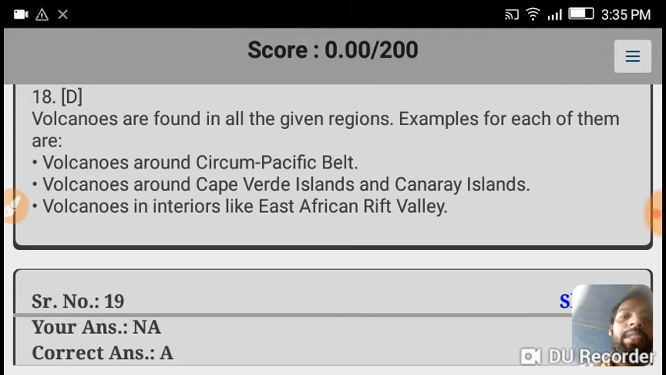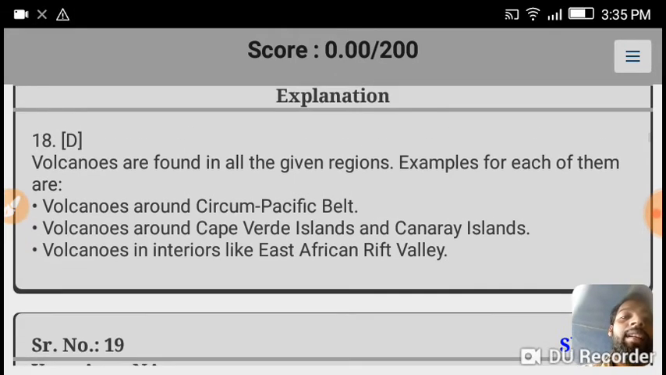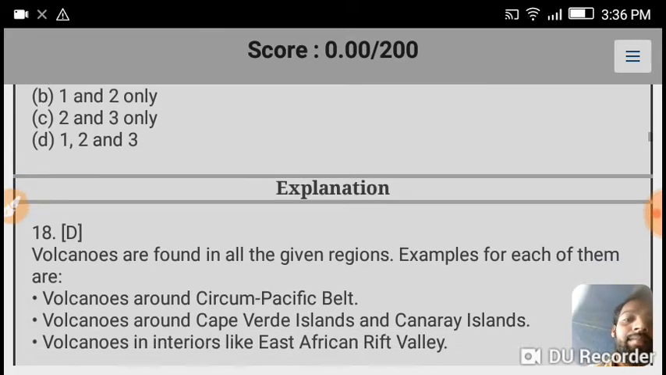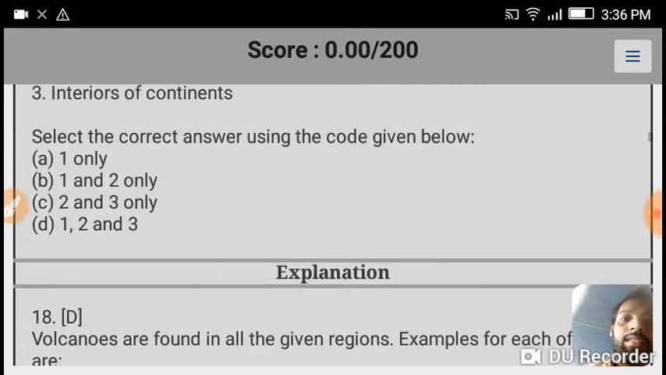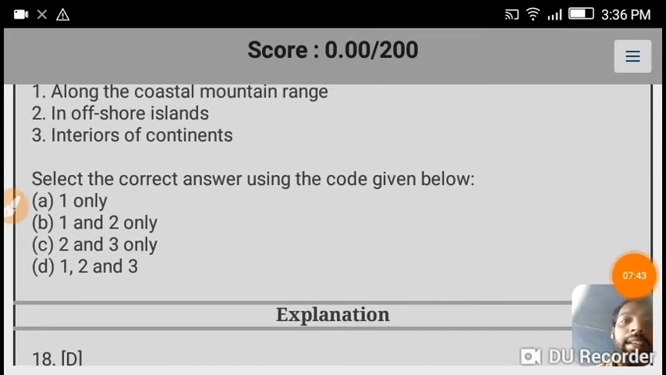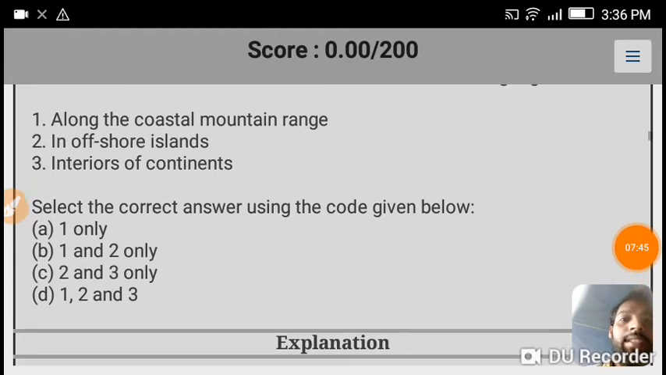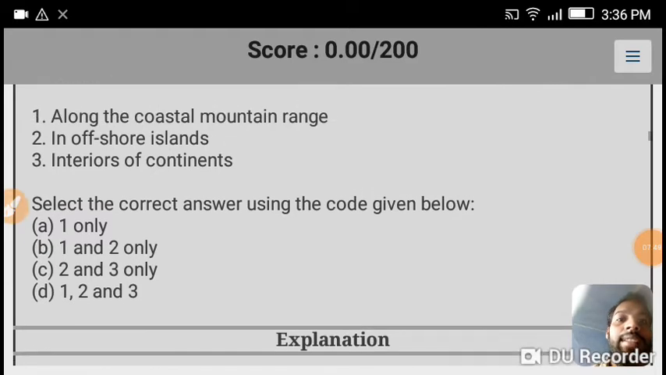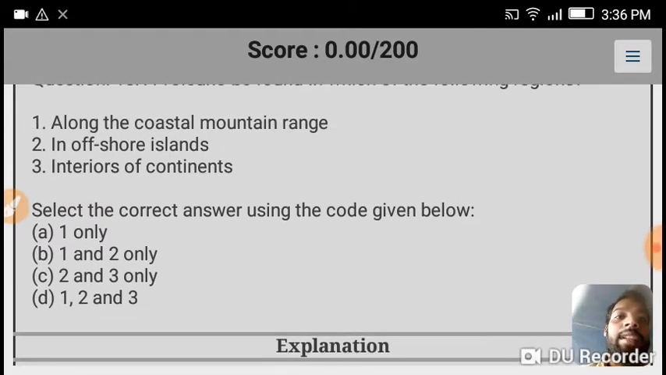Volcanoes are found around the circum-Pacific region, around the Cape Verde Islands and Canary Islands, and volcanic islands like the East African Rift Valley. So volcanoes are found along the coastal mountain range, in the offshore islands, and in the interior of the continents.